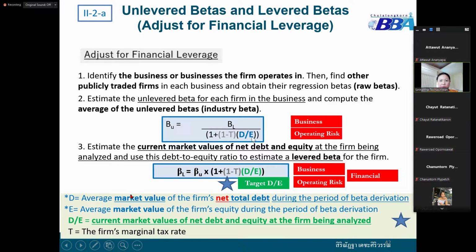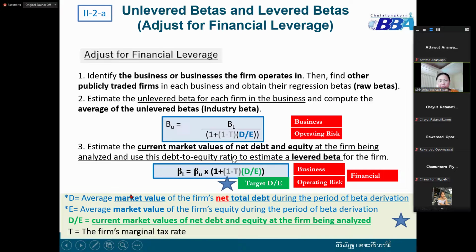This is the debt to equity of the comparable firm. I make a note here: this is the debt to equity of the comparable firm because we want to take out the leverage of the comparable firm. This is not the debt to equity of the firm that we analyze. This is the debt to equity of the comparable firm, and basically it is the market value of the net debt. Net debt means debt minus excess cash.